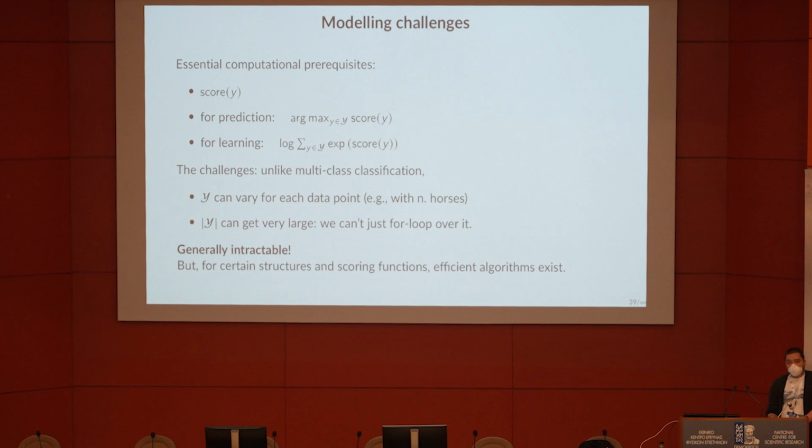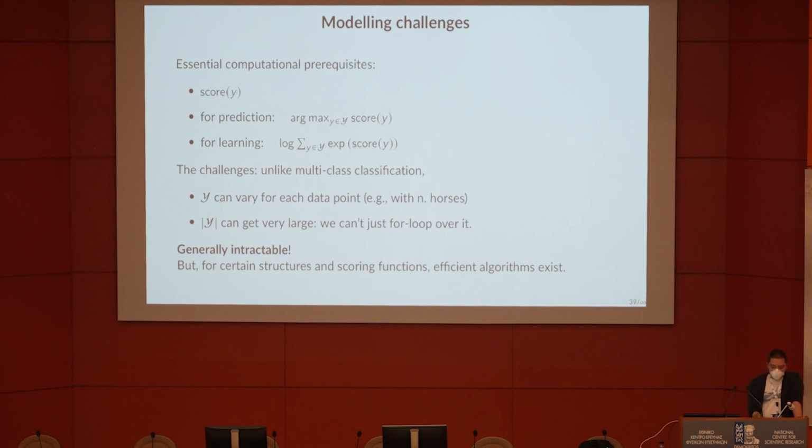How to score a configuration, right? This is, relatively speaking, the easy part. Once we design the scorer, we need to also be able to do the following. We can predict. So we want to be able to answer the question, what is the highest scoring configuration? And this involves an argmax over the entire set Y. And for learning, for probabilistic learning at least, we have to be able to compute this log sum exp over, again, the entire set of possible configurations, curly Y, right?